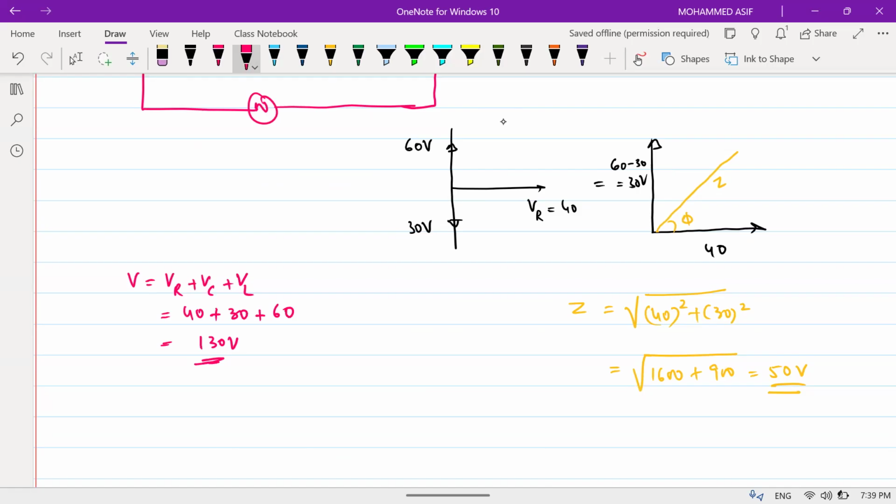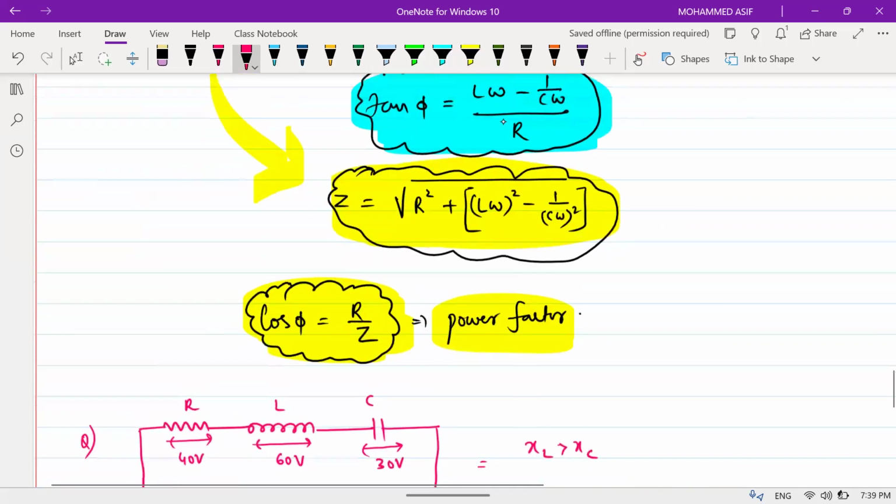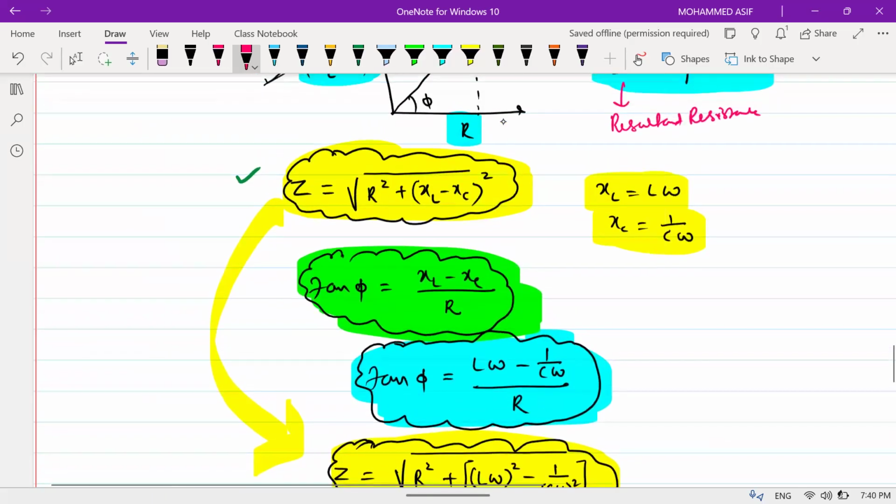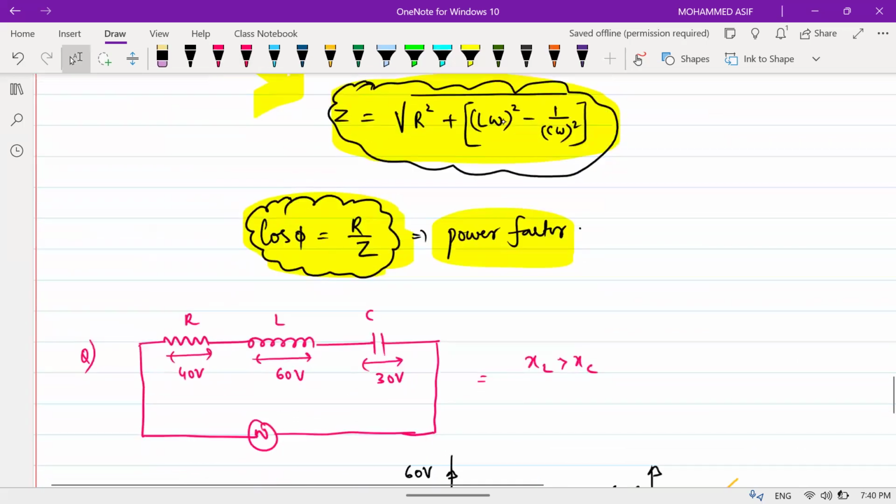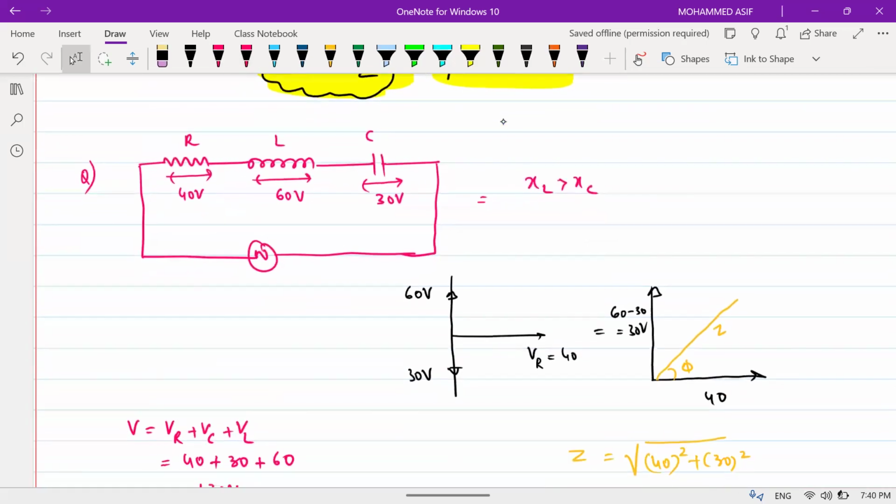Got it? Phi will be representing what? Phase angle. Phase angle between the net voltage and your net current. Any doubt? Can anyone tell me how to calculate the tan phi value? XL minus XC divided by R. Power factor cos phi is equals to R by Z. Done?